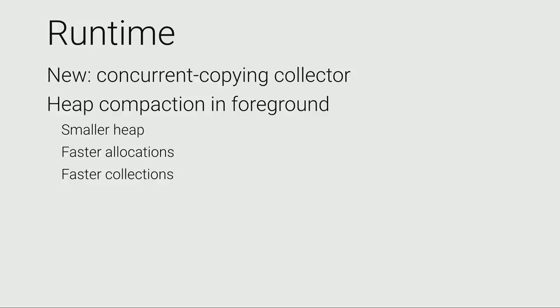Previously in ART, I believe in the previous release, it had the ability to compact the heap, which is really good. It can defragment it, it can make the heap smaller, it can make allocations and collections faster, but it could only do this when activities were in the background. So it would go into an idle state and then do it when it was in that idle state, but when it was in the foreground, there was nothing that it could do about the expanding and fragmenting heap. Now it can collect in the foreground, defrag in the foreground, and everything gets faster.